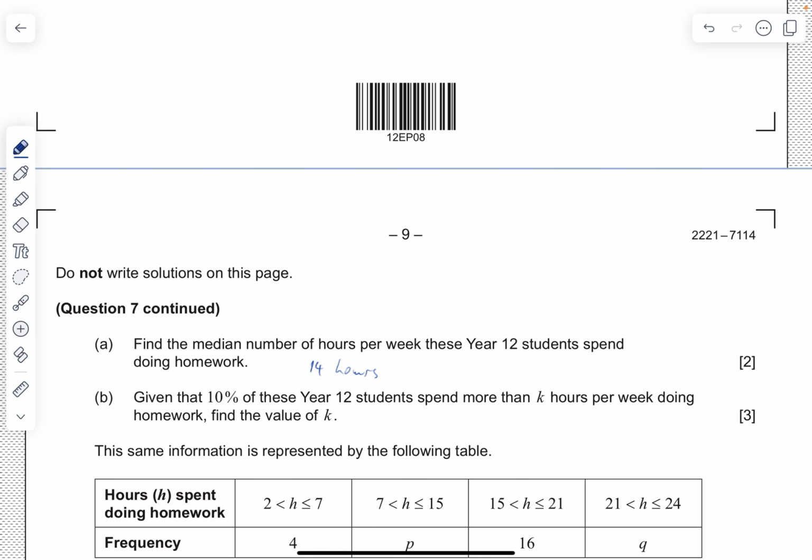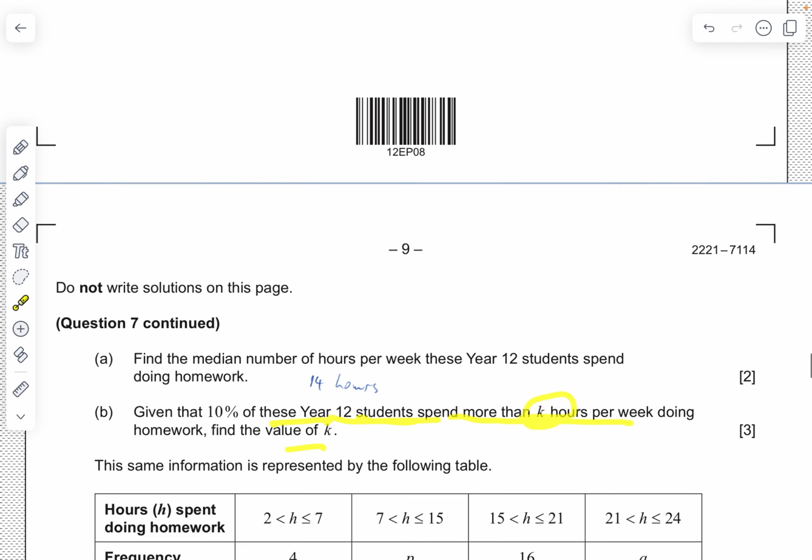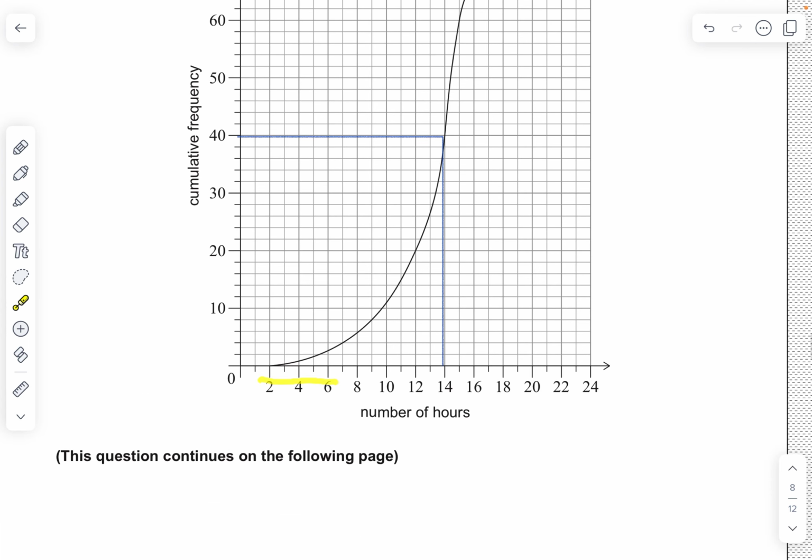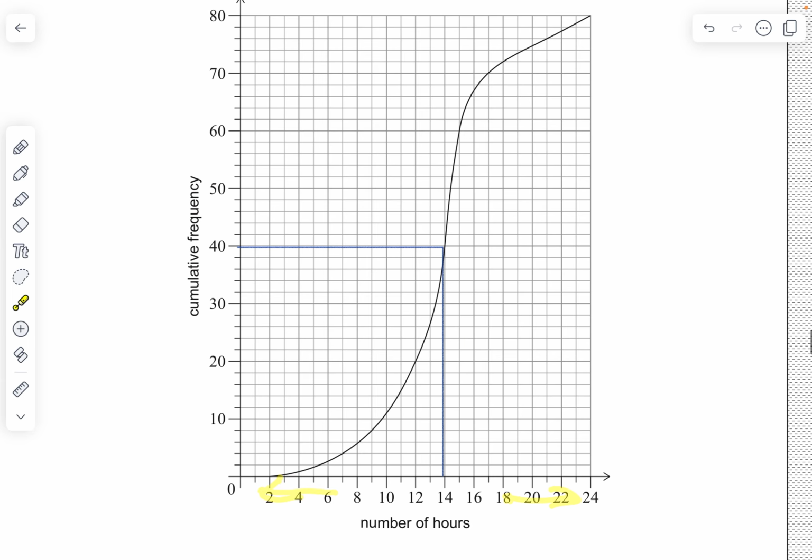14 hours. Given that 10% of these year 12 students spend more than K hours per week doing homework, they spend more than a number of hours. So 10% of them spend more than that. Well, if I go down here, it's less than that. I want to do more than that. I want to be this end. So I've got to find the ones that are most over here.